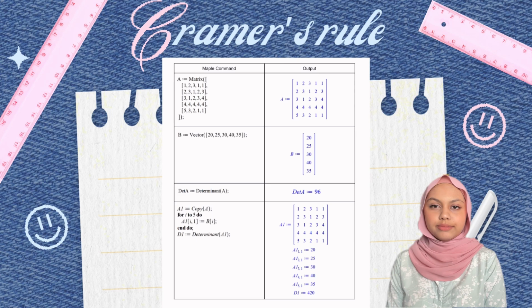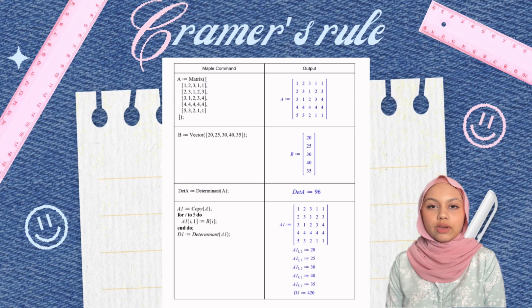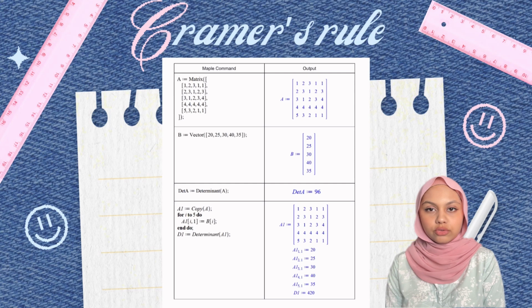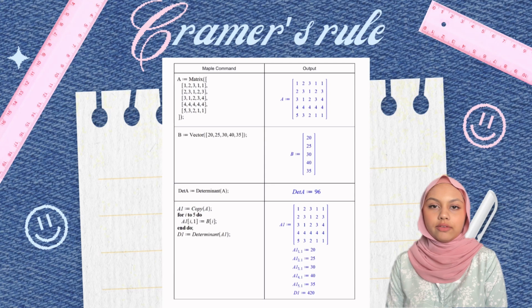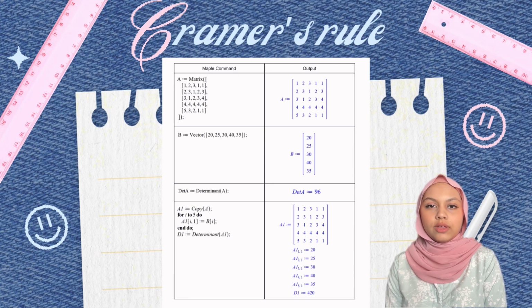I'm going to explain how to solve using Cramer's rule for a 5 by 5 matrix A, with the right-hand side equal to 20, 25, 30, 40, 35. First, we will have to find the determinant of A by using cross multiplication, which we will get 96.